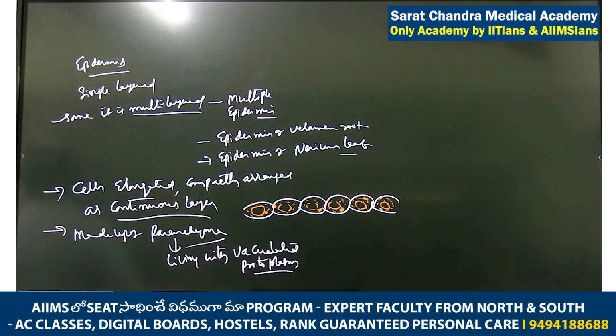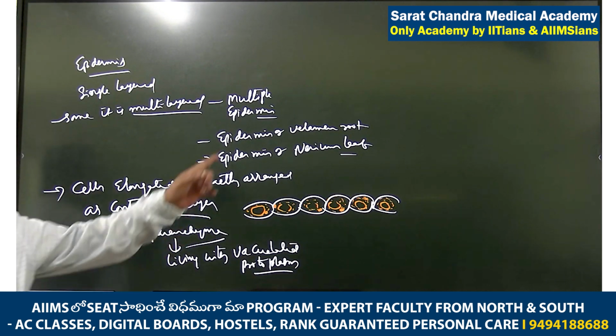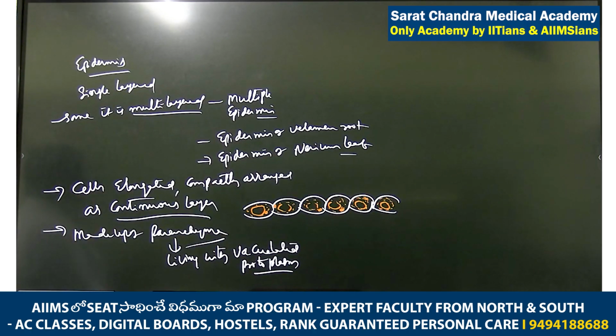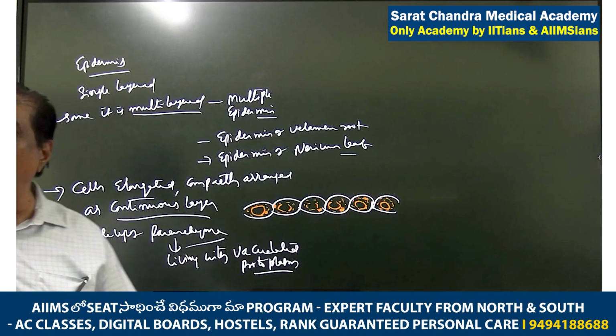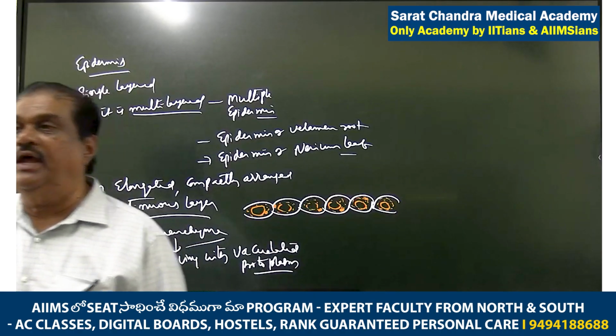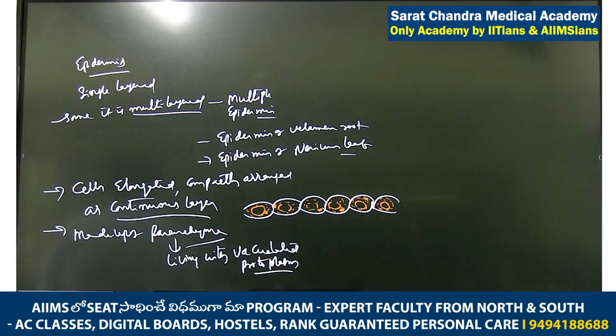So that is about epidermis. Generally, epidermis is a single layer, but some have multi-layered epidermis, which may also be called multiple epidermis. It can be observed in the epidermis of the velamen root and the nerium leaf. The epidermal cells are elongated, compactly arranged, in a continuous layer, parenchymatous with a centrally located large vacuole. The cells are living because of having protoplasm.